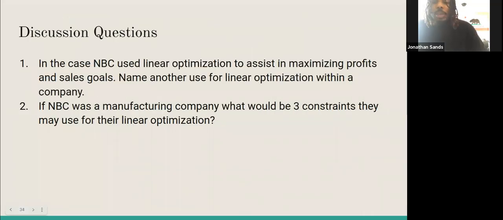The discussion questions that we came up with were, in the case I spoke about, how they use linear optimization to maximize their profits and sales goals. We wanted to know if you guys could name another use for linear optimization within a company that didn't have to do with profit. Also, they have constraints that I spoke about, such as inventory and client requirements, and we were wondering if NBC was a manufacturing company, what kind of constraints would they maybe use?